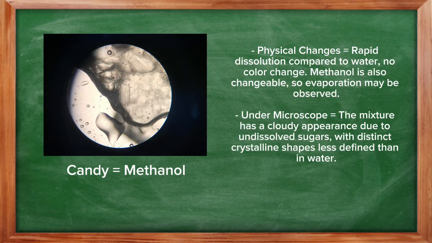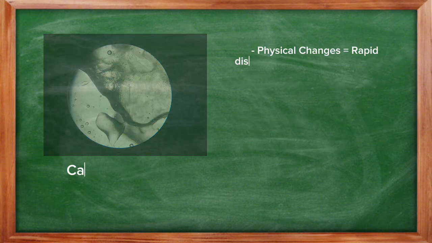Physical changes: rapid dissolution compared to water, no color change. Methanol is also volatile, so evaporation may be observed. Under microscope, the mixture has a cloudy appearance due to undissolved sugars with distinct crystalline shapes, less defined than in water.